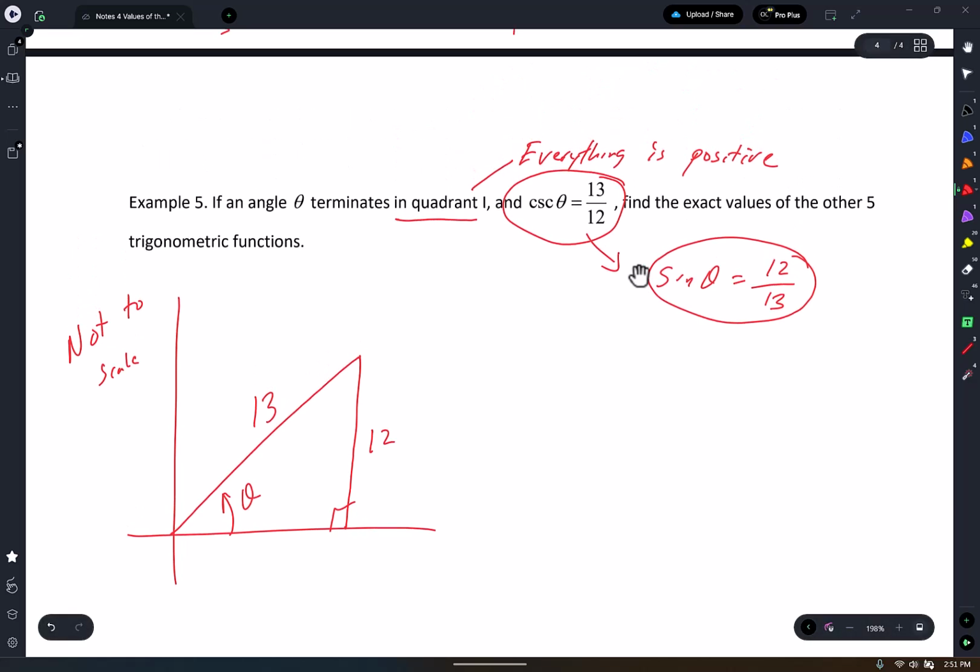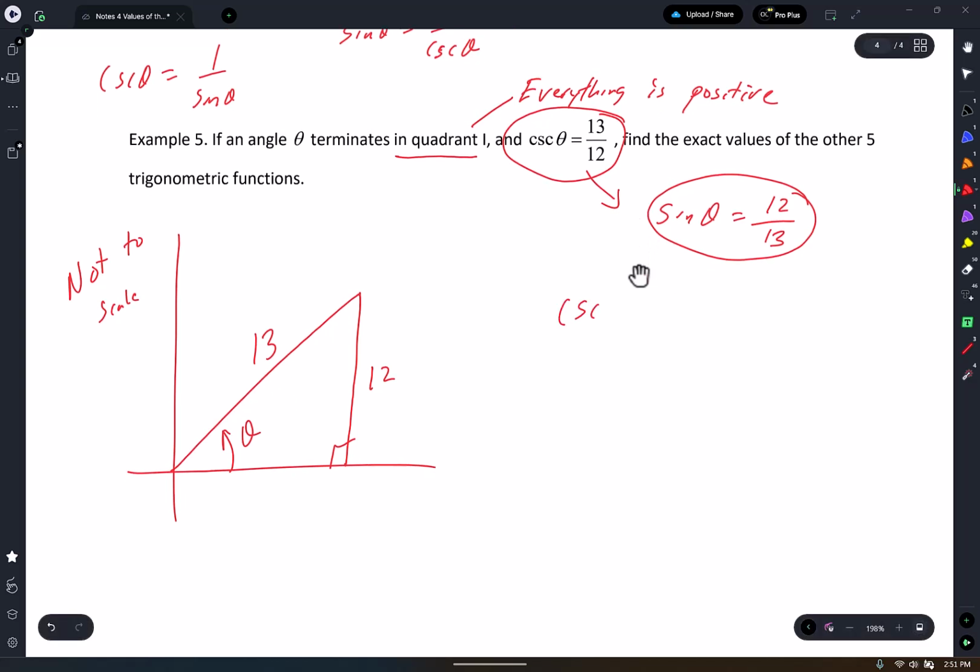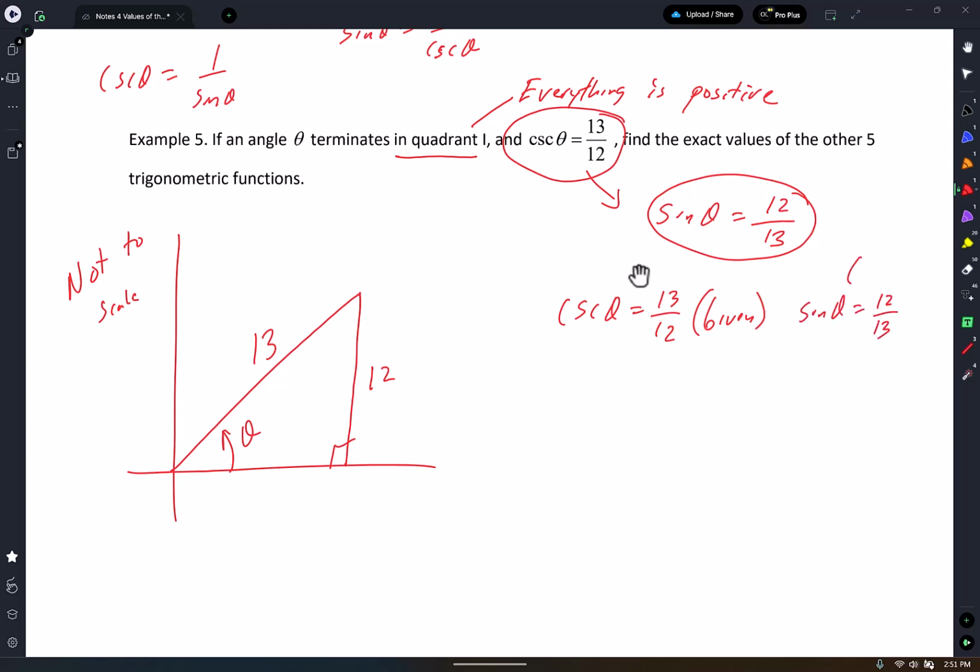Child, what does that mean? It means this. Cosecant theta is 1 over sine theta, or sine theta is 1 over cosecant theta. They're reciprocals of each other. Okay, here we go. They already gave you cosecant. Cosecant theta is 13 over 12. So I'm going to say given here. And sine theta is kind of given, 12 over 13. You have to take the reciprocal.